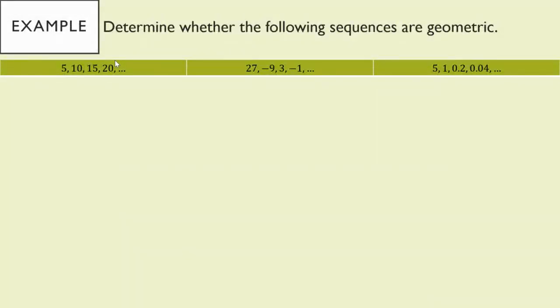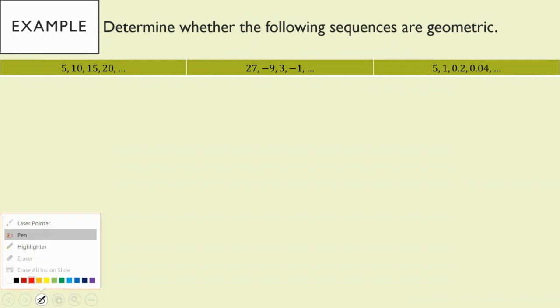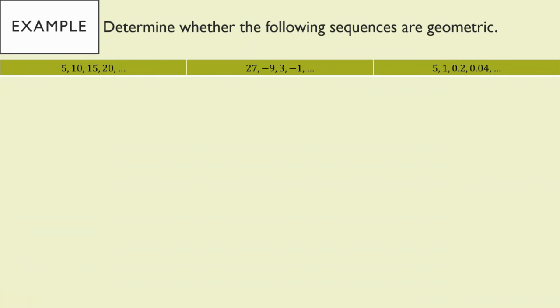So I'm going to just demonstrate this with three different sequences. Get my pen out here. The first one here, we have 5, 10, 15, 20. So you would be taking each term divided by the previous term. Out of 5 and 10, you'd have 10 divided by 5, which gives you 2. And then you go to the next pair, 15 divided by 10. That gives us 1.5. So those are not the same.